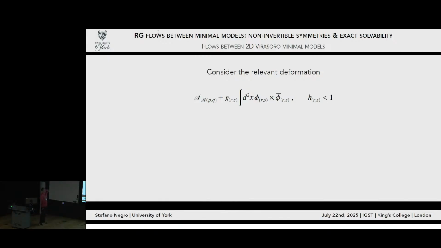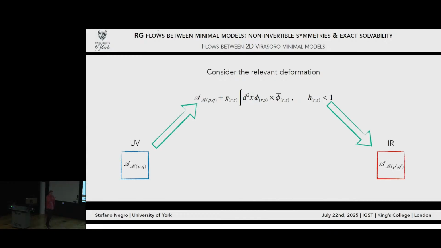But let's return to the topic of the talk. We want to consider a relevant deformation of this form. So we have a minimal model action, and we just perturb it with a relevant field, okay? With a coupling g. And now we want this action to describe a flow that goes from a UV. We know that this describes the flow from the UV, because this is a relevant deformation, but we want it on top to go to an IR CFT, which is a non-trivial CFT. This is a massless flow. That's what we're searching for.